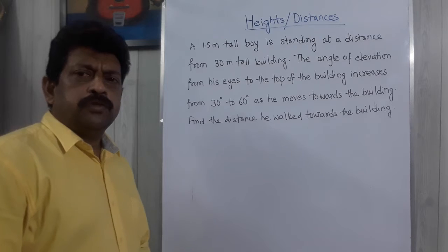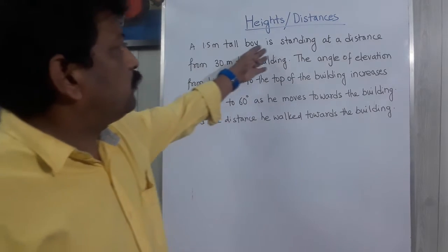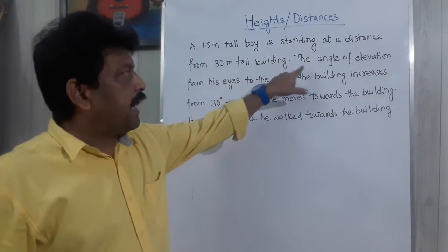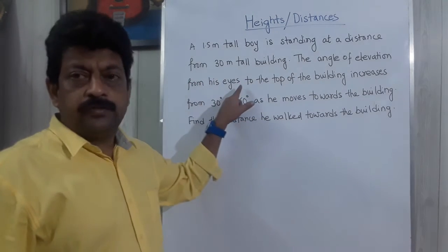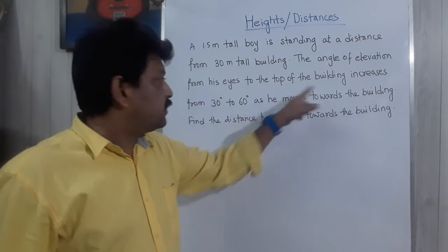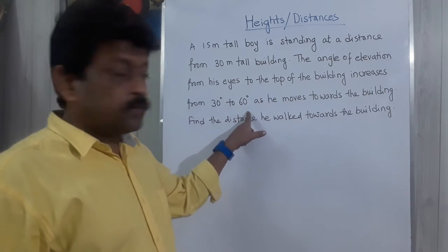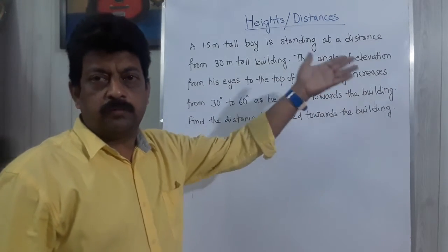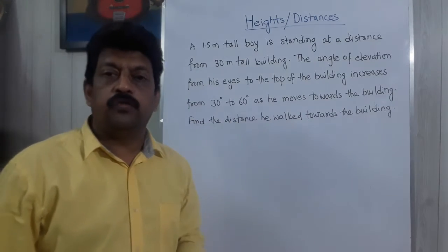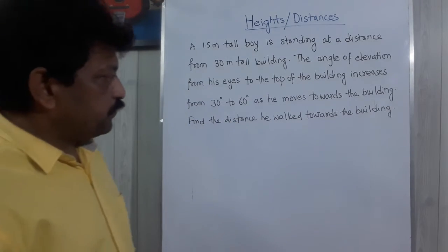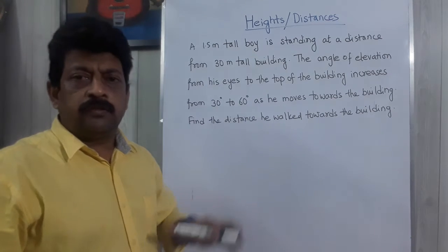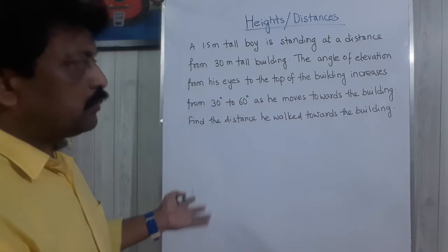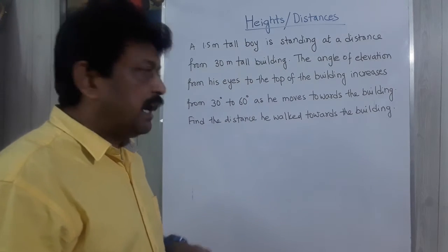So just go through the question. A 1.5 meter tall boy is standing at a distance from a 30 meter tall building. The angle of elevation from his eyes to the top of the building increases from 30 degree to 60 degree as he walked towards the building. Find the distance he walked towards the building. First of all, with this given information, we have to draw the diagram, because without a diagram we cannot solve any problem related to heights and distance.